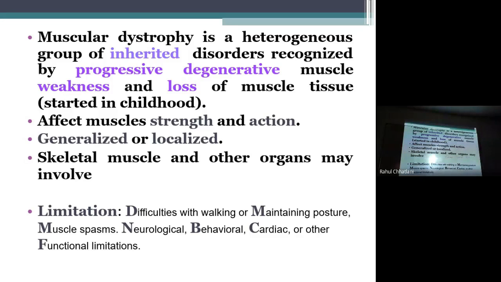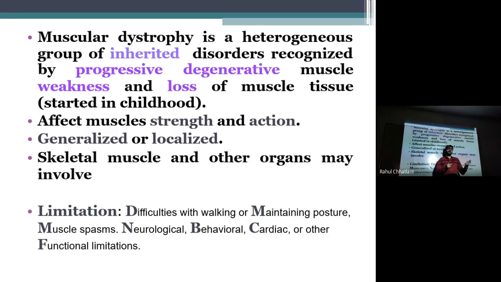Limitation: difficulty with walking or maintaining posture, muscle spasm, neurological, behavioral, cardiac, and other functional limitations. So, difficulty with walking will always be the first one. When a patient is in the developing phase, you might be learning in pediatrics the normal development of a child, milestones that they achieve at 1 month, 2 months, 3 months, 6 months, 9 months, 1 year, 2 years. Which milestones should be achieved, and there too they give three: gross motor, fine motor, and speech or expression as per communication. So the first thing that any parent will observe, the child will not come and say that I feel weakness, they will not also have speech.